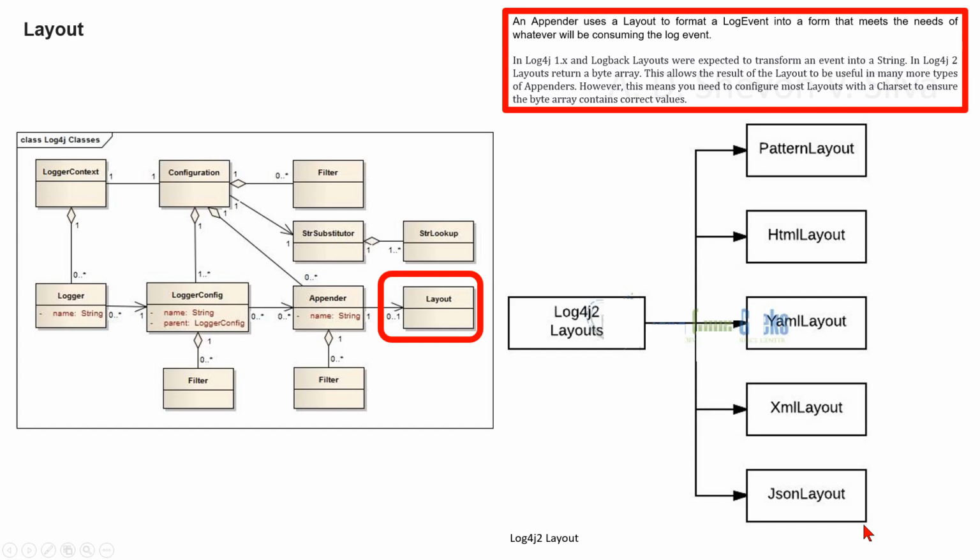Class JSONLayout. Note, the JSON layout should be considered deprecated. Please use JSON template layout instead. It appends a series of JSON events as a string serialized as bytes. So Log4j 2 has implementing classes PatternLayout, HTMLLayout, YAMLLayout, XMLLayout, and JSONLayout. This is about Log4j 2 layouts.